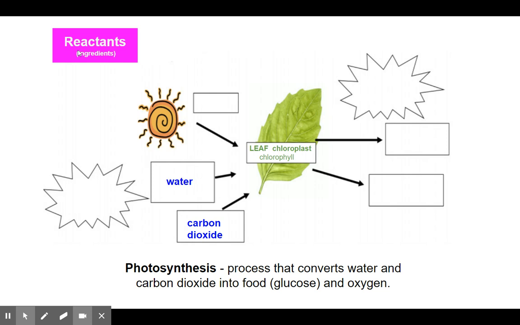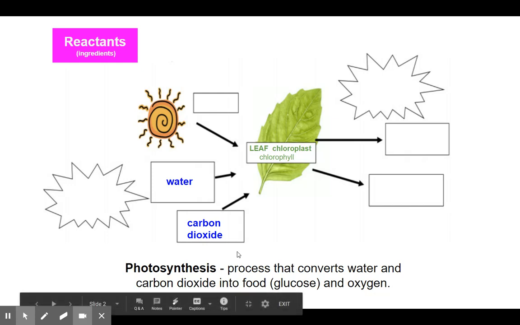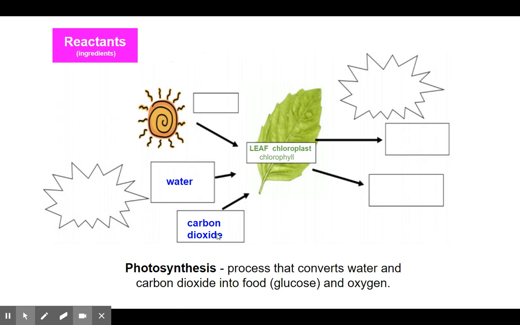So our reactants, it's basically like the ingredients if you want to think of baking a cake. What do we need for this process to happen? The plant needs water, so that's why there's roots in the ground to suck up the water, just like straws, that's how they act. And carbon dioxide. Plants love for us to talk to them because we're breathing our carbon dioxide all over them, and then they get the water from the roots. Those are the reactants, okay?